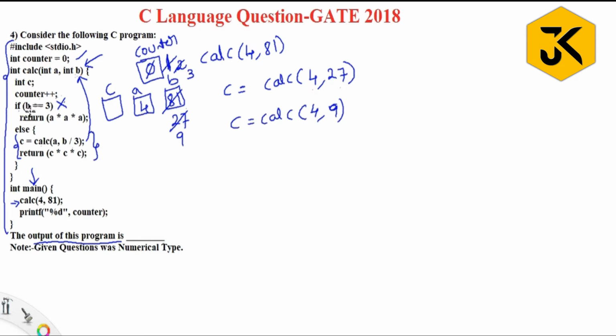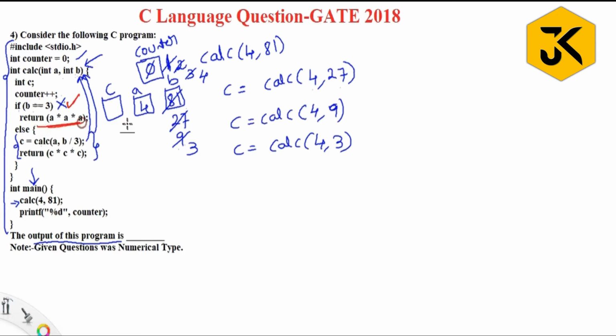Then is b value 3? 9 double equal to 3? No. Then once again it is going to execute this function, that is c equal to calc of 4 comma b by 3, which is 3, right? So 4 comma 3 is going to be called once again. Now with 4 comma 3, the counter is incremented by 1, that is 4. Is b double equal to 3 now? Yes. B double equal to 3. Then it is going to return what?